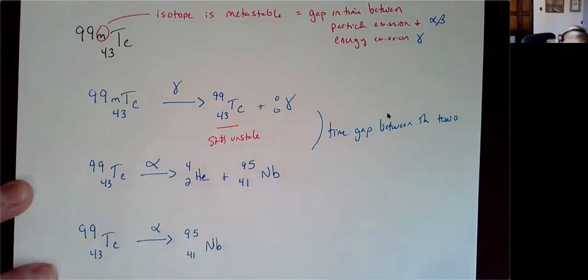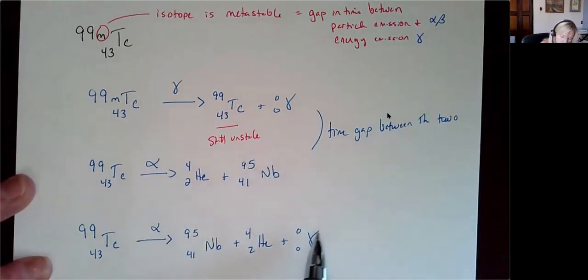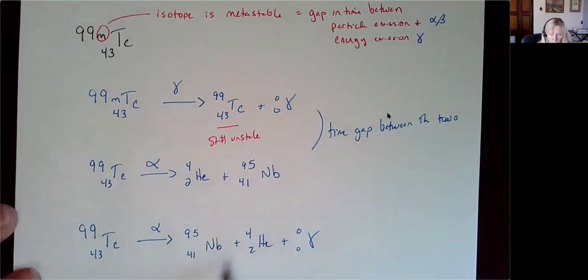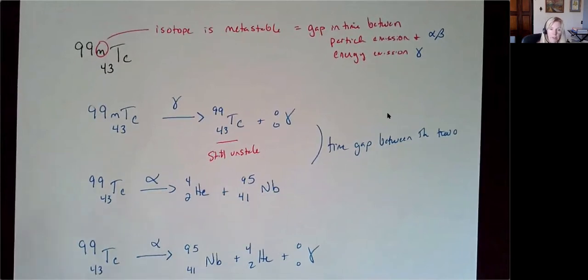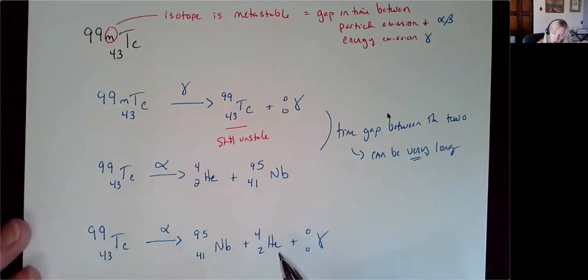This is alpha decay, but since this was metastable, this had actually left long before this event happened. So when you see this M here, that just means that the energy and the particle emission are separated from each other. One is going to happen before the other, and often it's going to be the energy that happens first and then the particle emission. This time can be very long. So I can have a gamma emission and then I can have this slow decay that happens over a really long amount of time, whereas the energy, the gamma ray emission, happened really quickly.